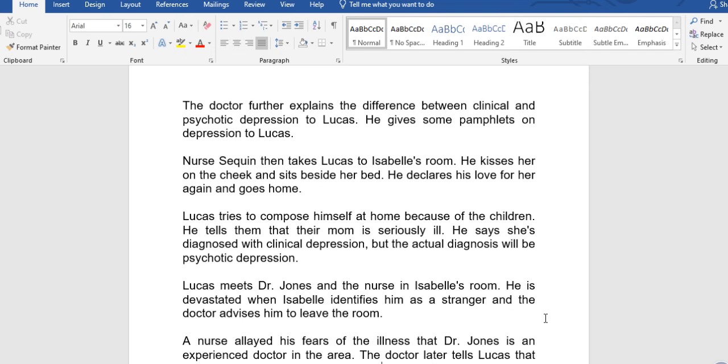Nurse Sequin then takes Lucas to Isabel's room. He kisses her on the cheek and sits beside her bed. He declares his love for her again and goes home.